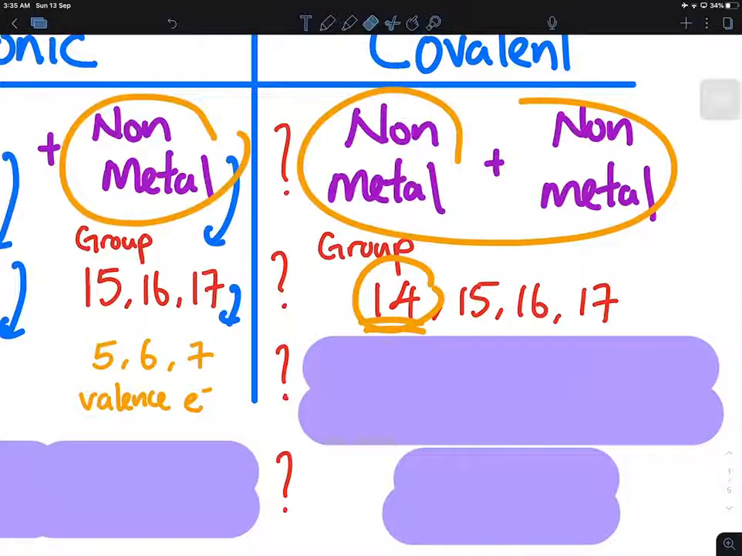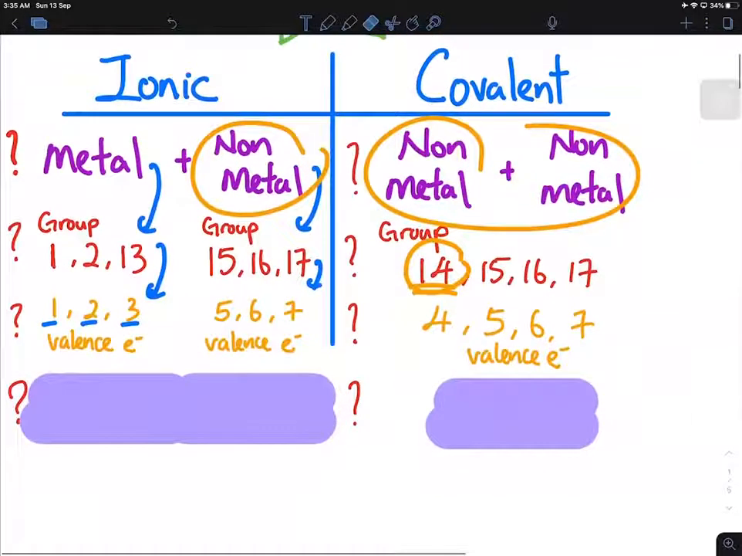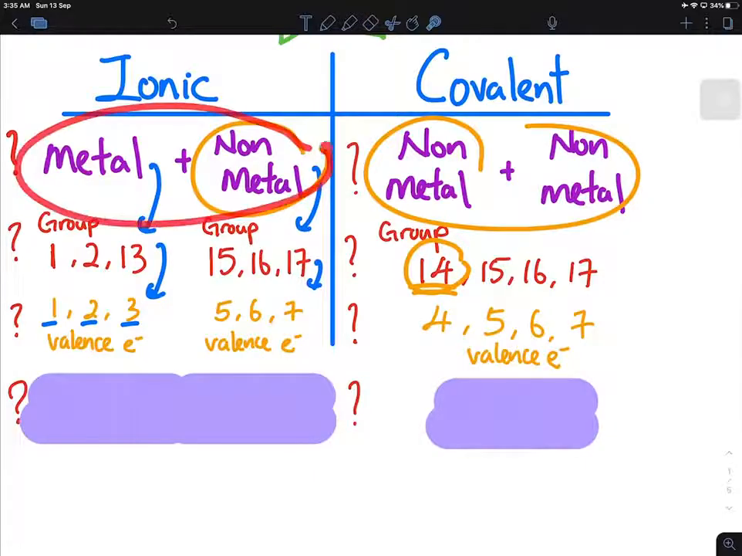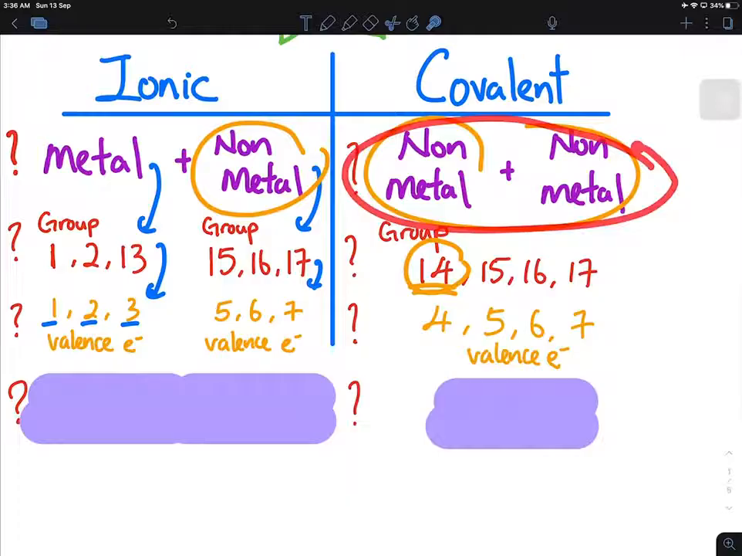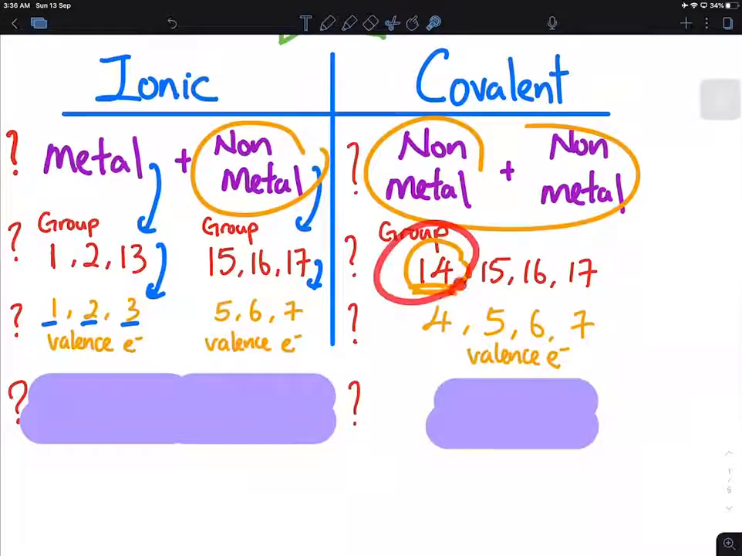Same, how do I know that the element is from group 14, 15, 16, or 17? We can determine the groups by using the number of valence electrons. So 4, 5, 6, 7. From here, you should be able to understand the difference between ionic and covalent. Ionic, metal and non-metal. Covalent, non-metal and non-metal. How to determine metal or non-metal? Use the group. 1, 2, 13, metal. The rest, 15, 16, 17, non-metal. But covalent has one more extra group: 14, 15, 16, 17.